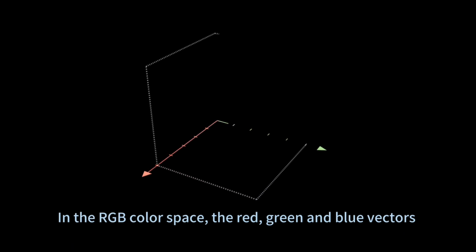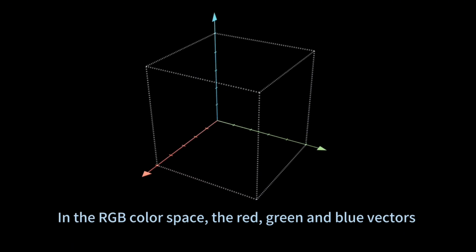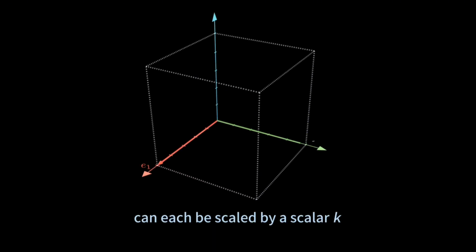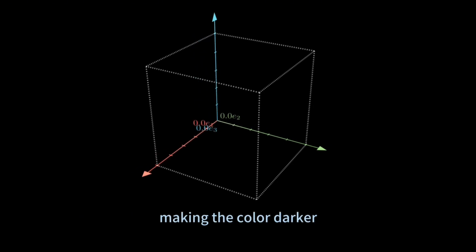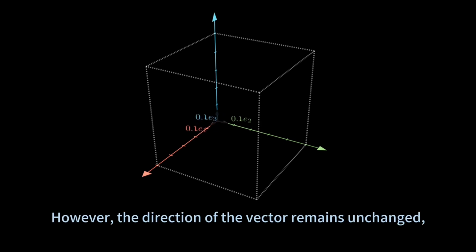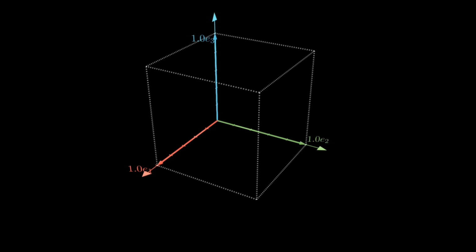In the RGB color space, the red, green, and blue vectors can each be scaled by a scalar k. When k is between 0 and 1, the vector's length decreases as k approaches 0, making the color darker. However, the direction of the vector remains unchanged, meaning the hue stays the same.